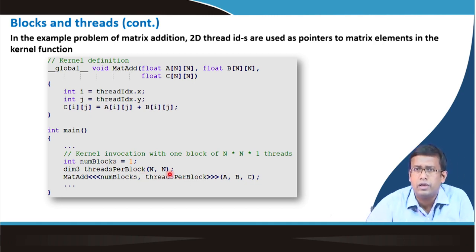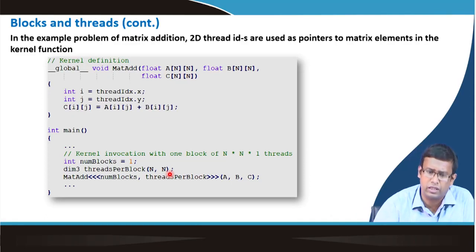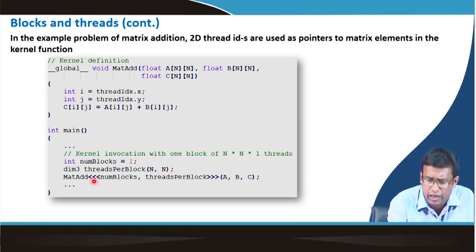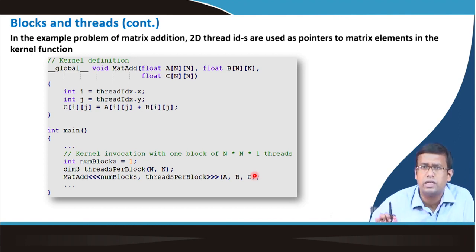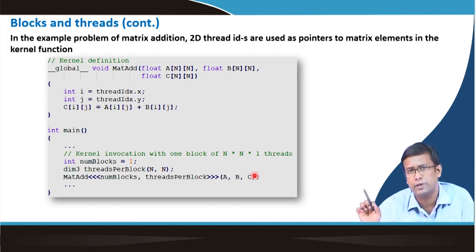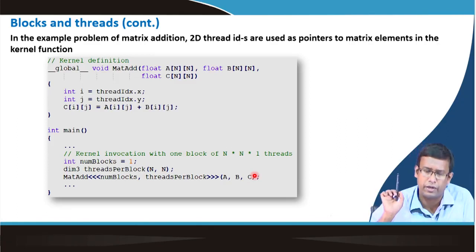So the thread ID inside that block will have two coordinate components, one is its x coordinate, another is its y coordinate. Now when we call the kernel function, we give the number of blocks, which is 1, and threads per block, because there is a dim3 variable, so it will take n into n, and the input parameters. When the kernel function is called, it will take matrix A, take matrix B, and the output will be matrix C. So each element of matrix A will be added to the corresponding element of matrix B, and the output will be an element of matrix C.